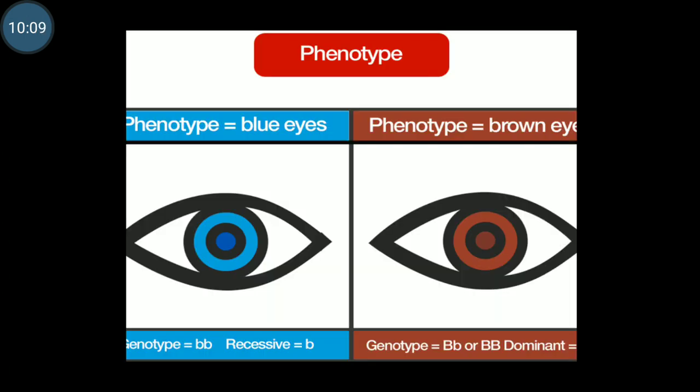Here you can see this is a picture which can clear about the phenotype. Phenotype, that is blue eyes, and phenotype brown eyes, that color which we can notice or which we can see. While genotype is small b because recessive allele is small b. And here genotype is capital B small b or capital B capital B. Here dominant allele is capital B.